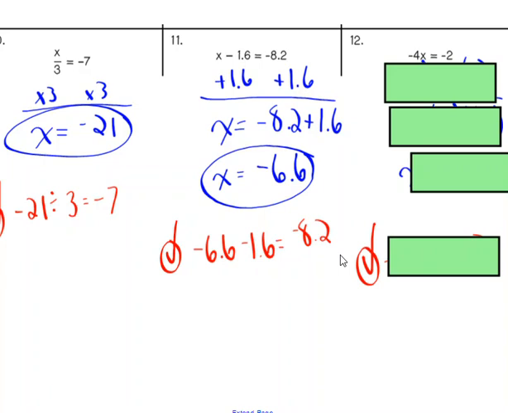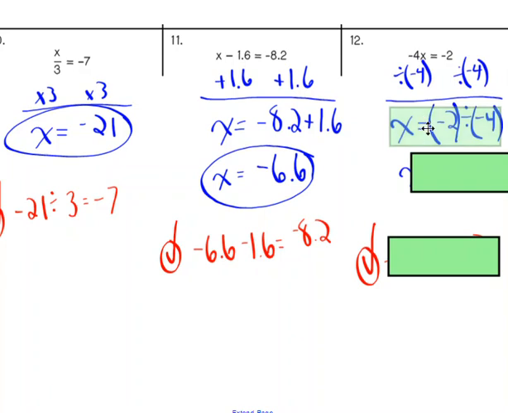Okay. At number 12, we're multiplying the variable by -4, so we want to divide both sides by -4. Pay attention to that negative. You keep it in your inverse operation. Okay. If we do that, we end up with the variable isolated on the left side. -4 divided by -4 kind of cancels out.